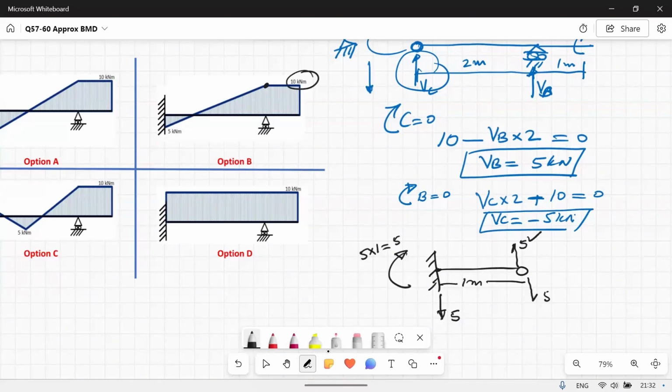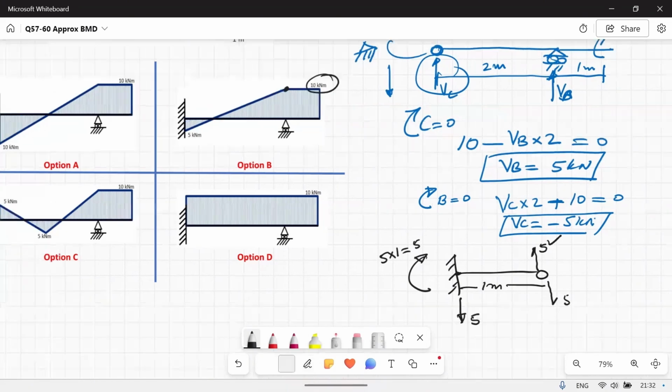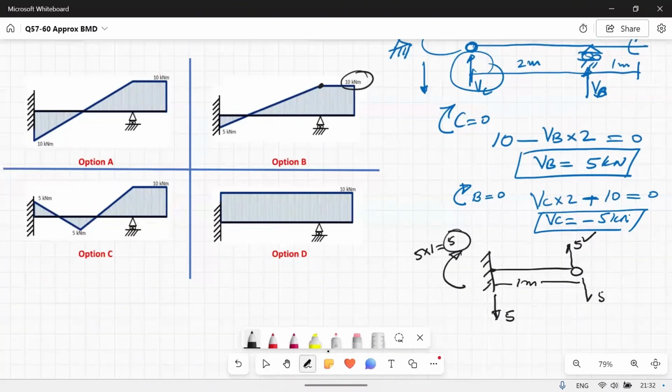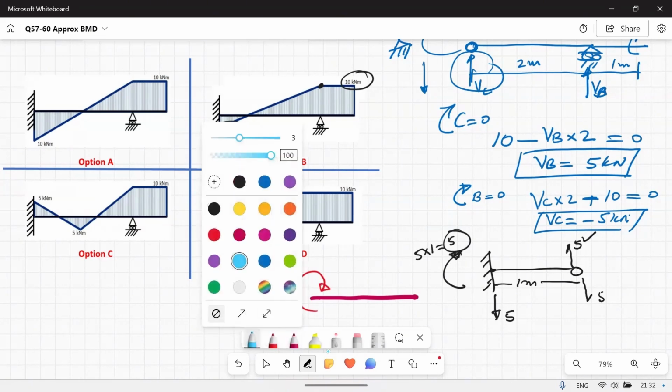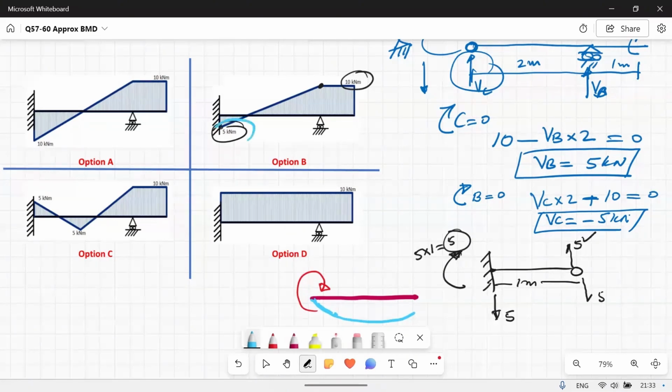then I reach over here, then there's nothing happening. The reaction moment itself came out to be 5 over here. It is a clockwise moment, so a clockwise moment from the left side. If you have this member, if you draw a clockwise moment, it is going to sag this element downwards. So that's why it's going to be in sagging. So the sagging moment is 5. The correct option is option B. All other options are wrong.